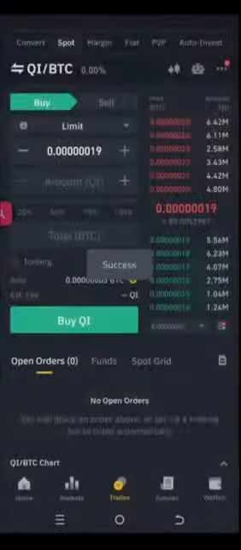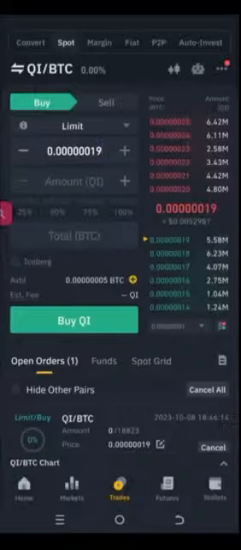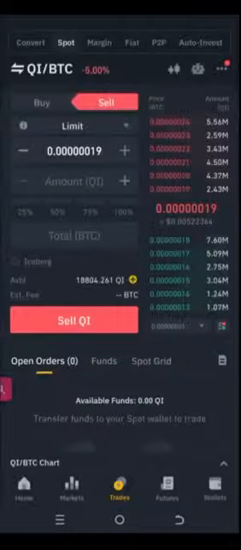Let's buy. Okay, so we're currently in the queue. Let's see how this goes. I'll be back to share with you the results. See you shortly. All right, I'm back. And we've already bought the QI. Wow. But let's quickly go and check whether we can actually do a quick sellout to QI USDT.